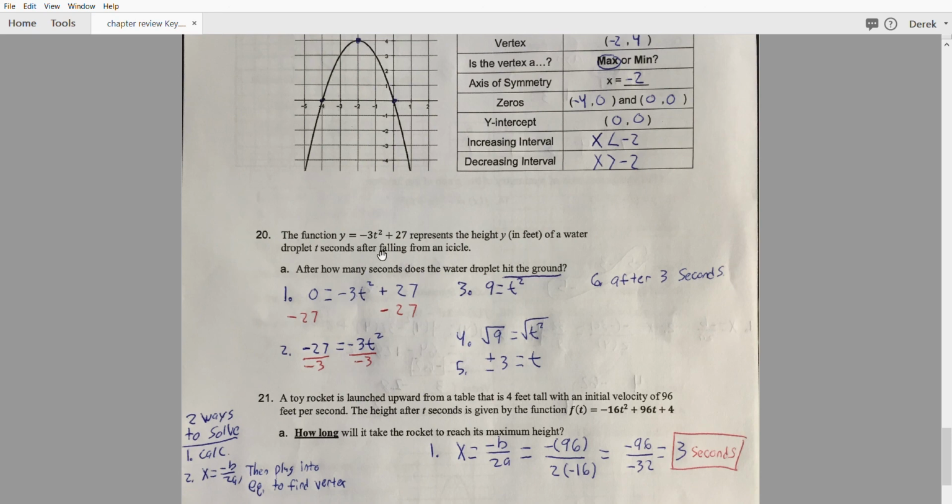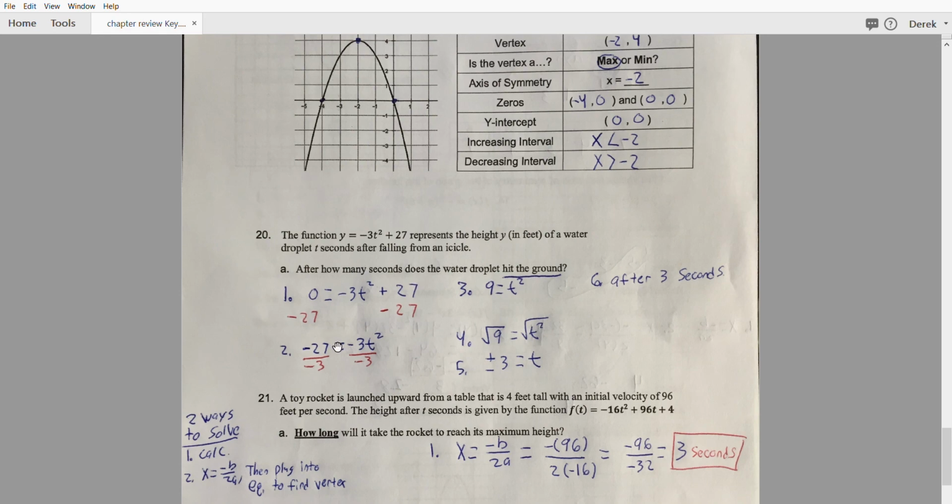So the first thing we're going to do is step 1, we're going to plug in 0 for y, because we're asking when will that water droplet hit the ground. Ground is when y equals 0. All right, so we get 0 equals negative 3t squared plus 27. So we got to solve for t now to get the time that it will equal 0. So I'm going to subtract over 27 here, all right, to cancel out that 27.